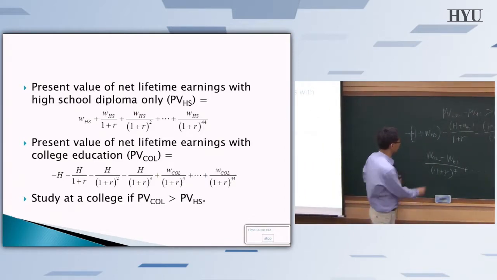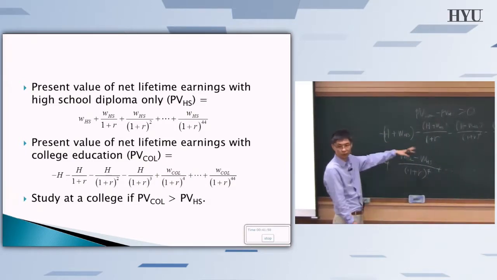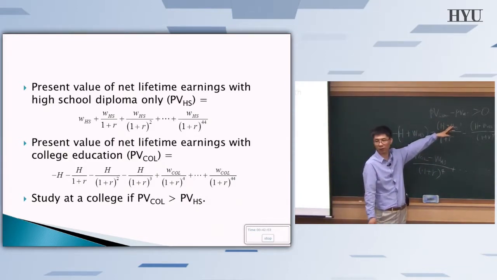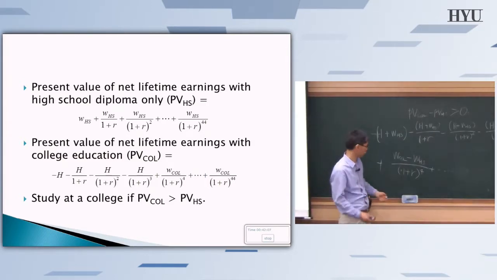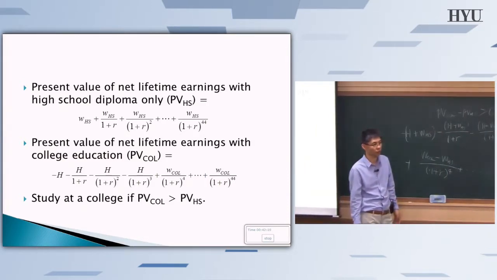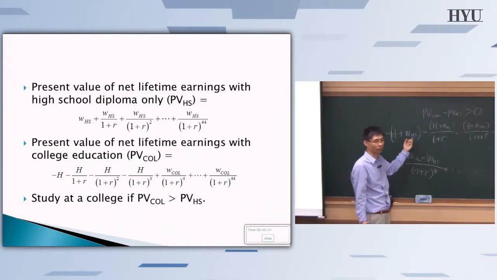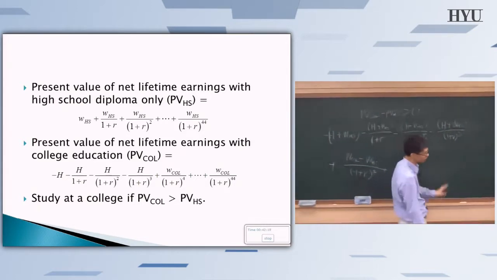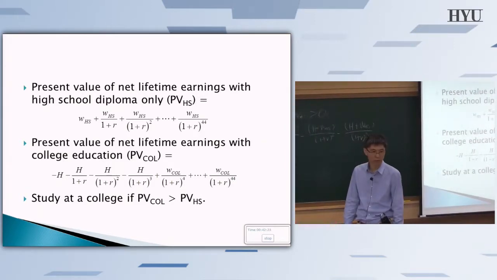If you use this formula, basically it's the same thing. If these numbers are greater than 0, then you go to college. Or you can just say that PV-College is greater than PV-HS. It's the same thing in two different expressions. In this way, you can see W-HS as a cost concept, foregone earnings, much more clearly. But once you understand it, it doesn't matter how you express it. Questions?